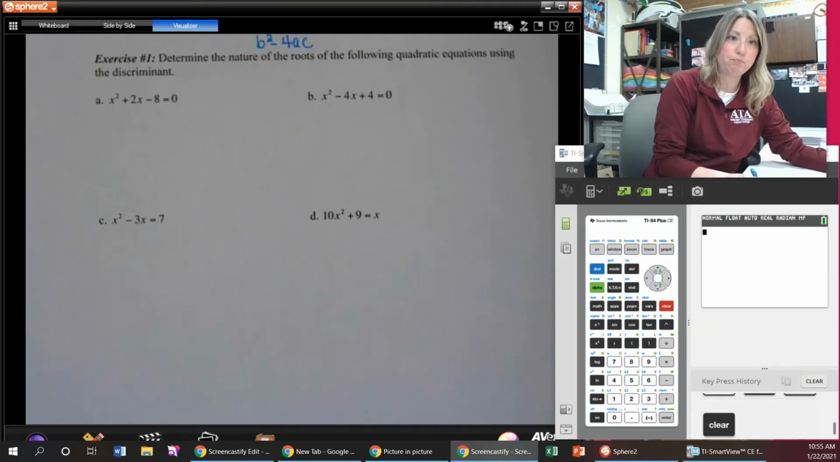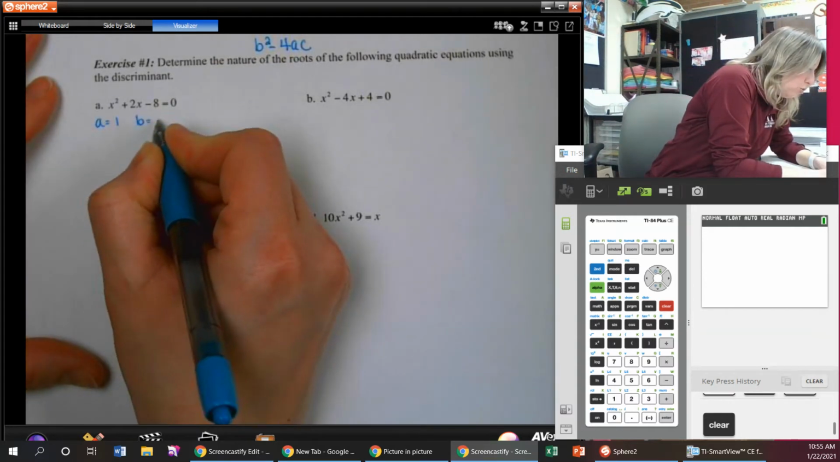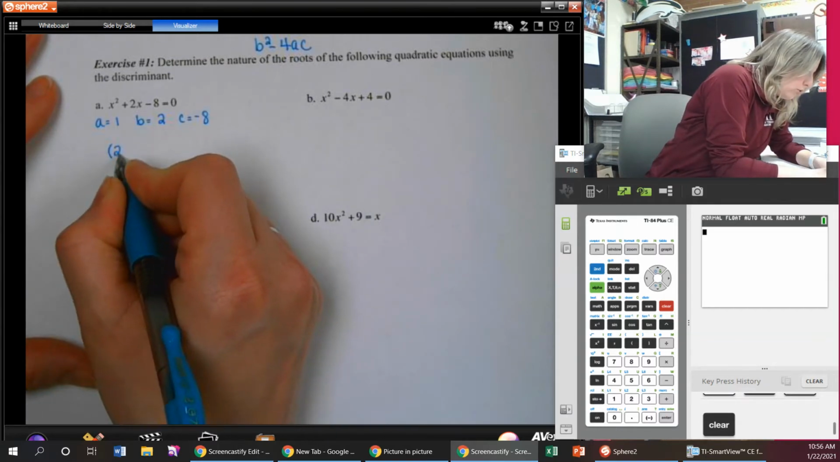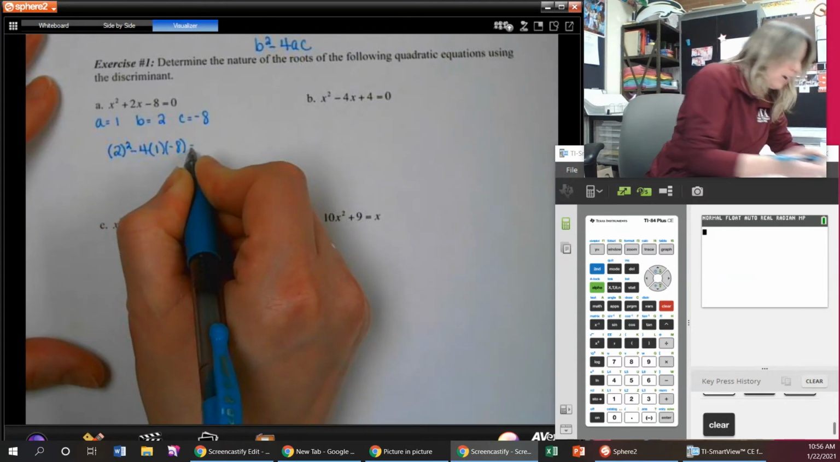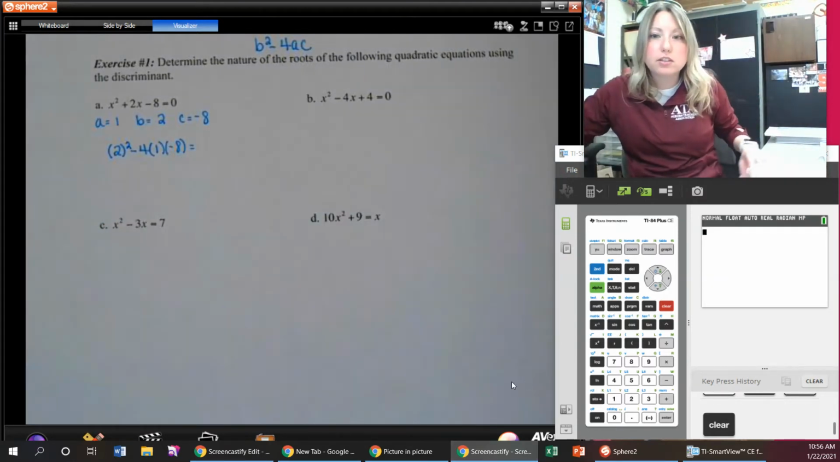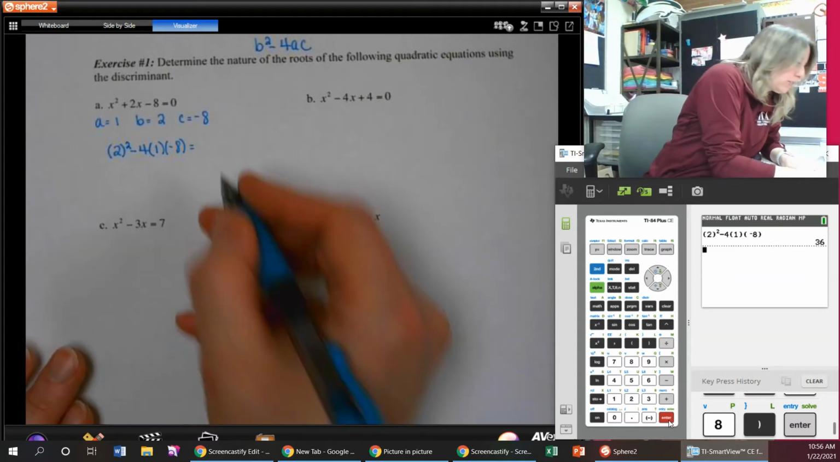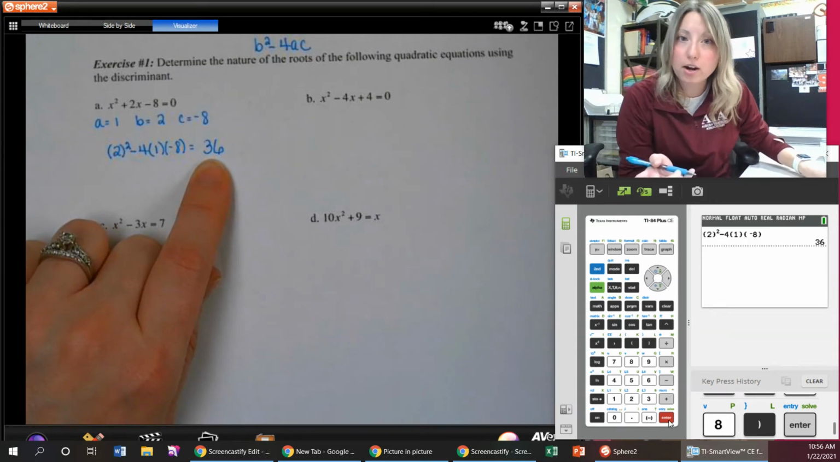So here we go. Standard form, my a is 1, my b is 2, my c is negative 8. So I've got 2 squared minus 4 times 1 times negative 8. And let's just plug that right into the graphing calculator and see what we get. So let's see, 2 squared minus 4 times 1 times negative 8. And I get 36. This is a positive perfect square.